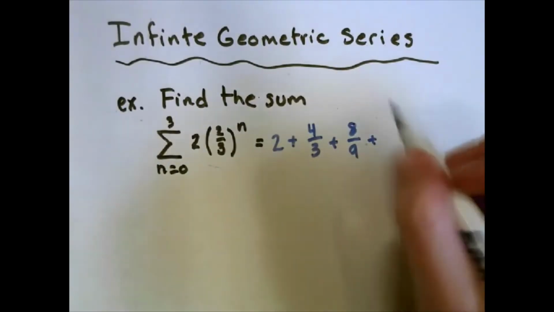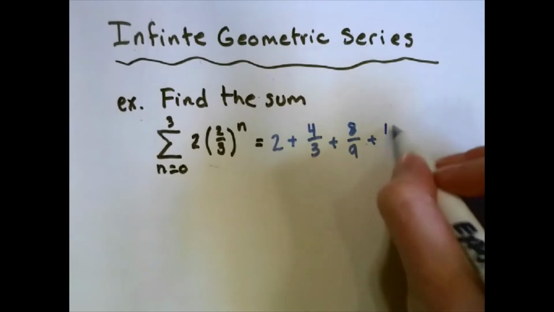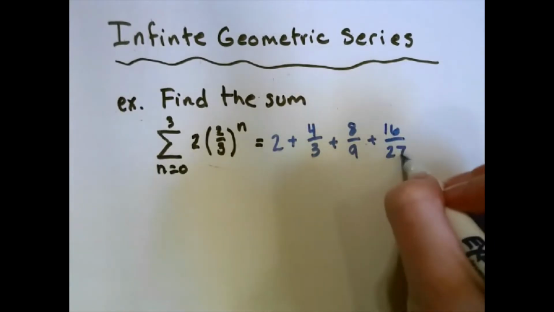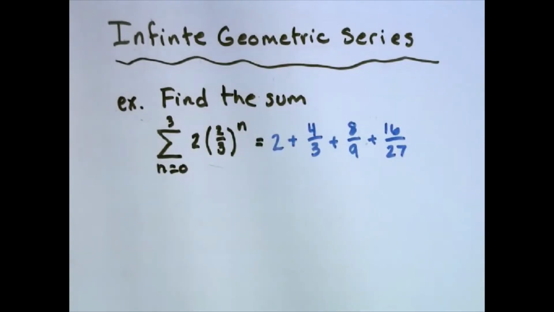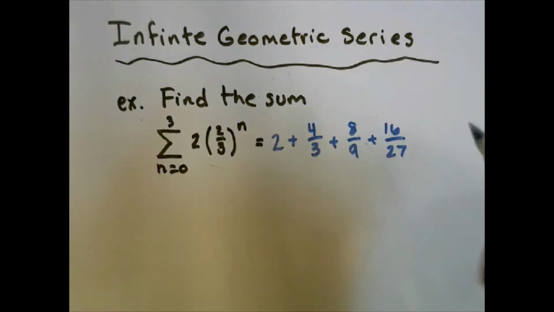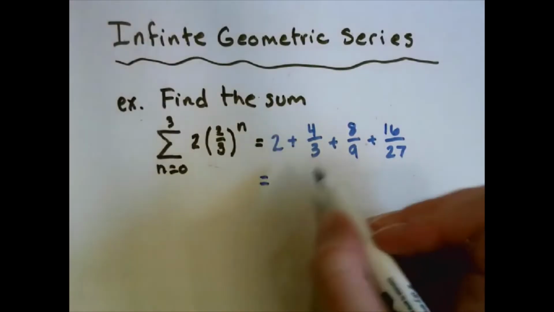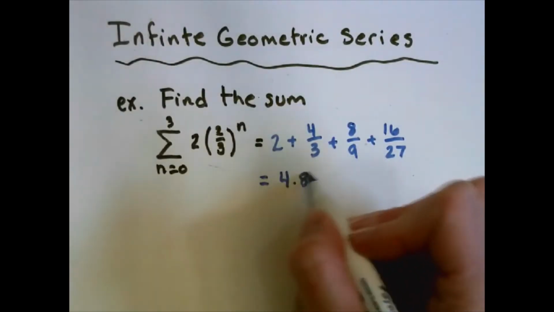And then if we plug in a 3, we're going to get 16/27. Okay, so this is finite. There are 4 terms in this sequence. And if we add them up, and you can just type them in your calculator, you're going to get 4.81.